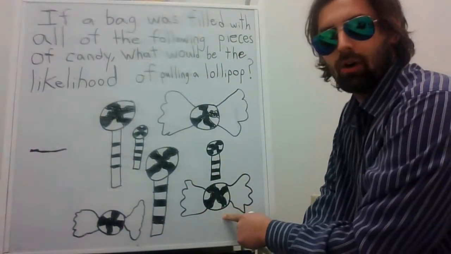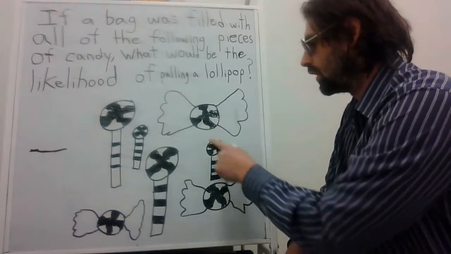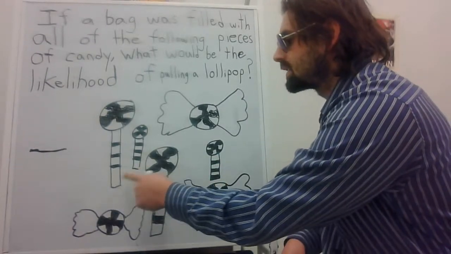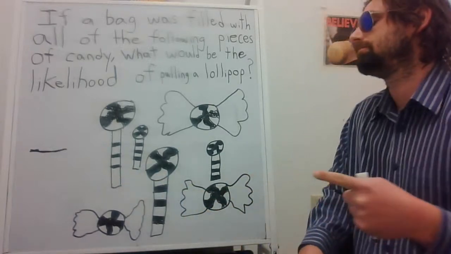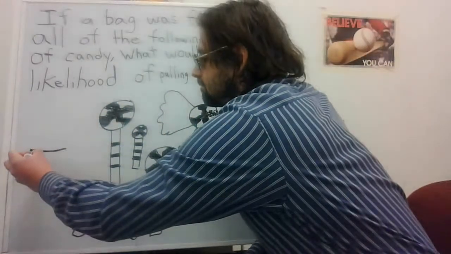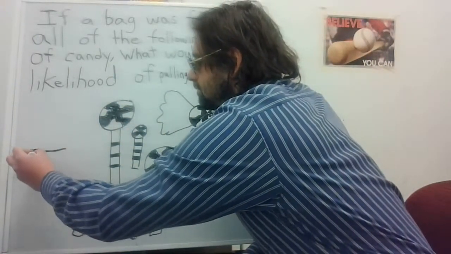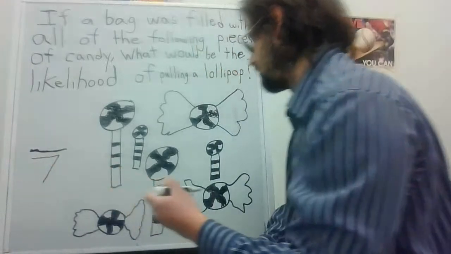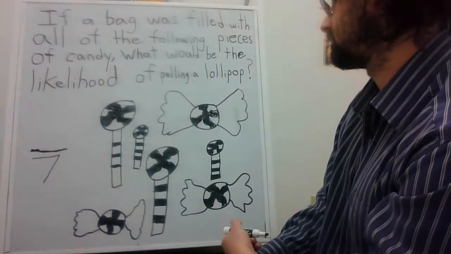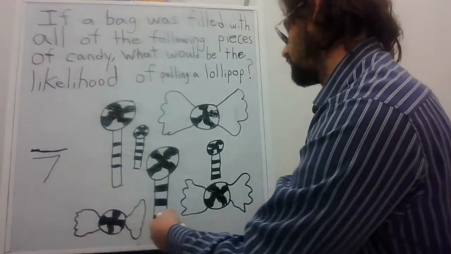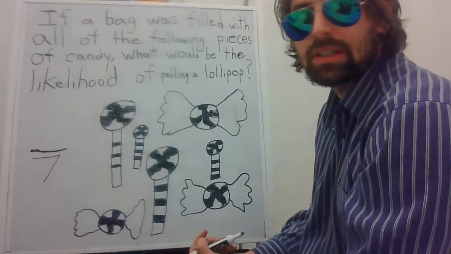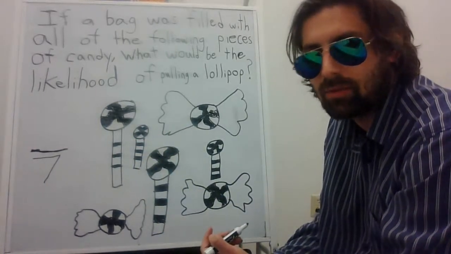Here we go. 1, 2, 3, 4, 5, 6, 7. So 7 is the denominator here. 1, 2, 3, 4, 5, 6, 7. Sometimes it's good to count twice or 3 times to double check.